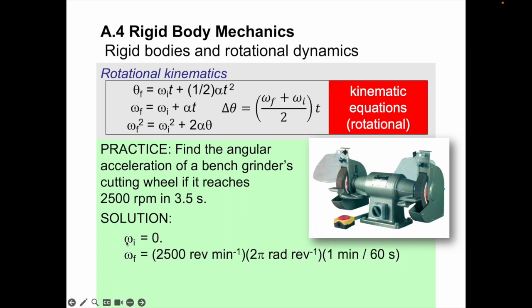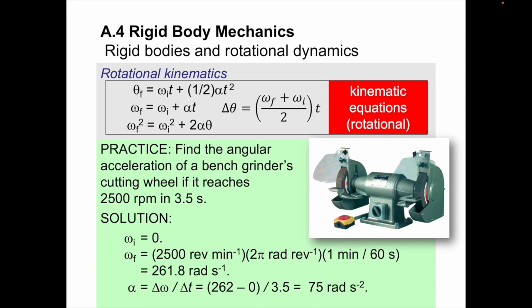The first thing is we have our initial angular velocity of 0. Our final angular velocity is going to be 2,500 revolutions per minute. And we can change this per minute into seconds. So we're going to say that our 2 pi radians on top and our revolutions on the bottom is going to get rid of the revolutions here, and our 1 minute on top and our minute on the bottom are also going to go away. So we're going to be left with radians per second, which is exactly what we want.